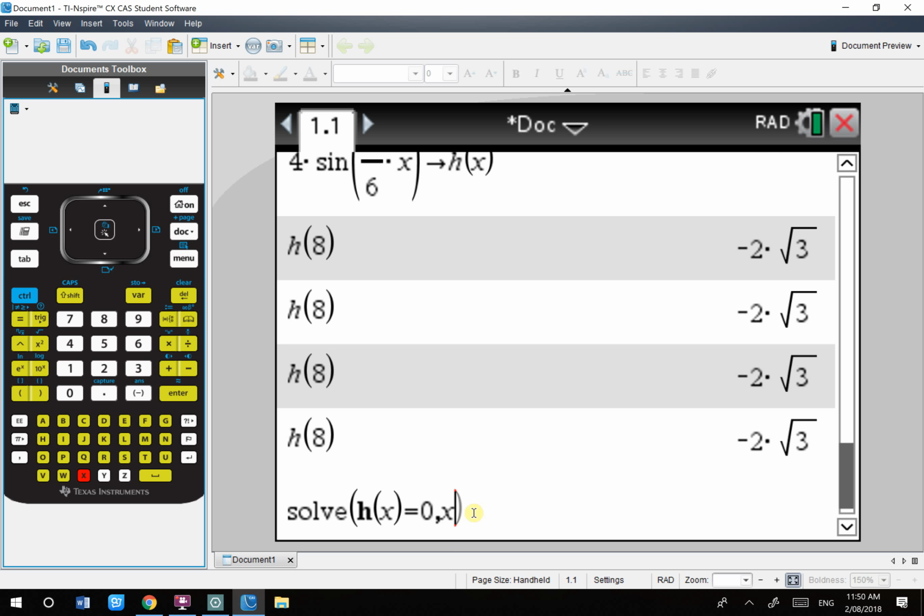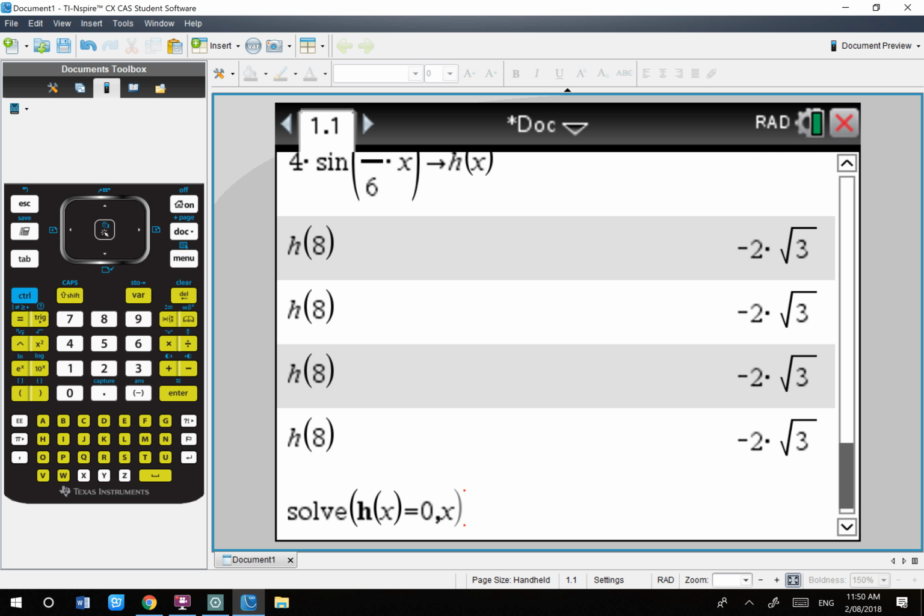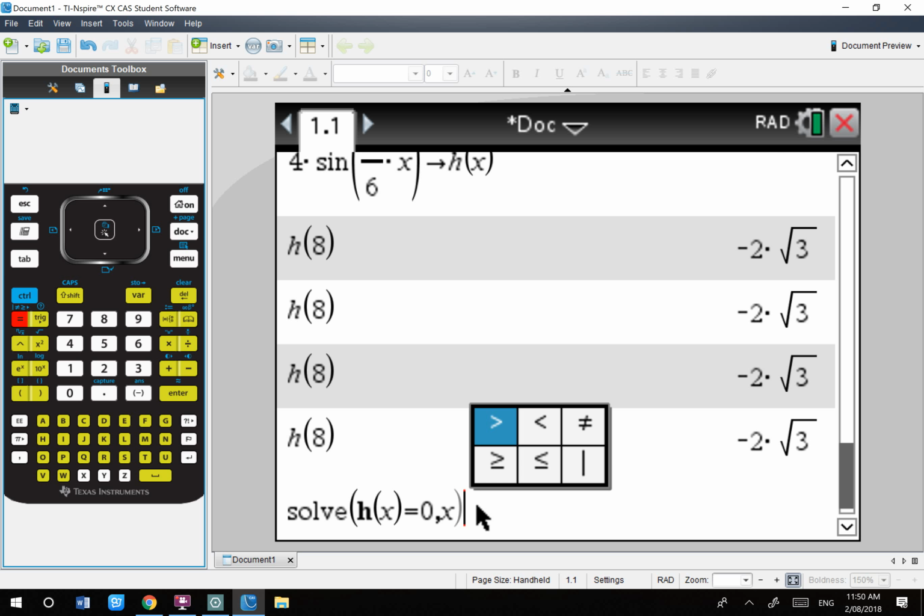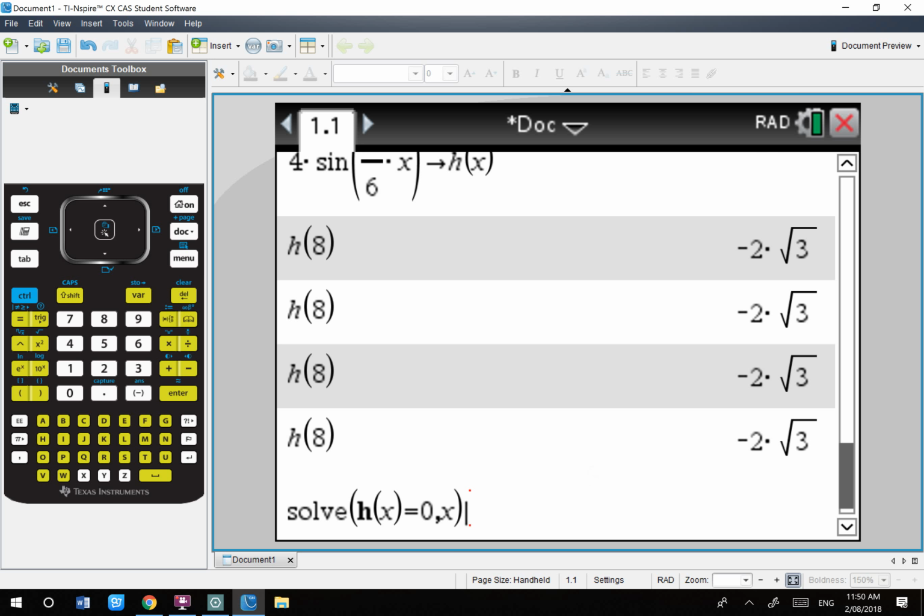Now I will go outside the bracket. Then go control equal to have this vertical bar here, to restrict my domain. What my domain must be is in between 0 to 24.